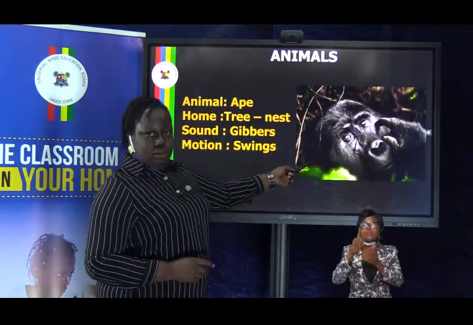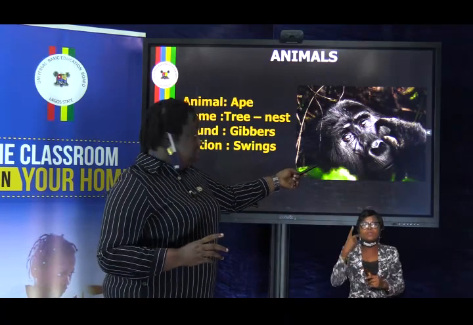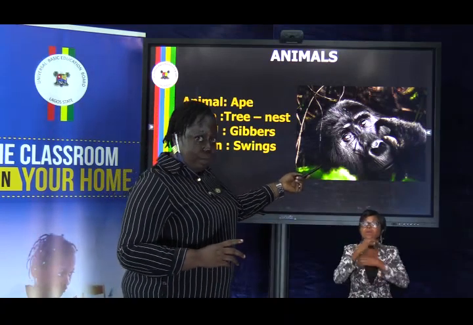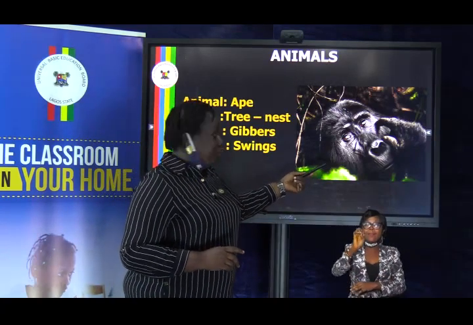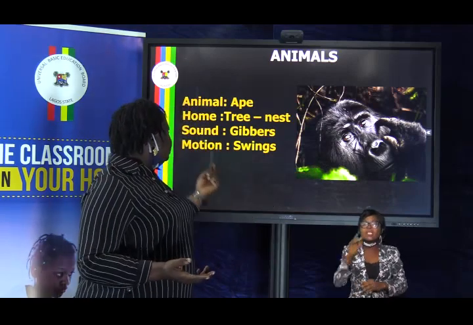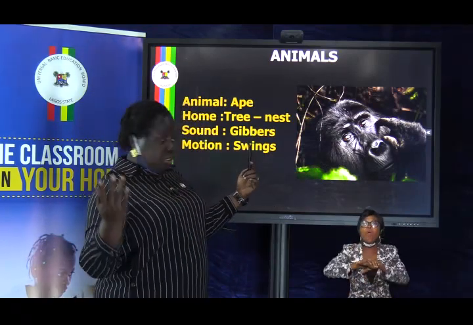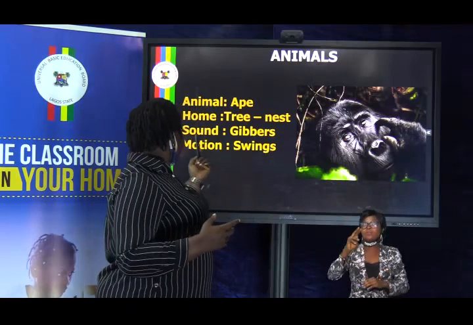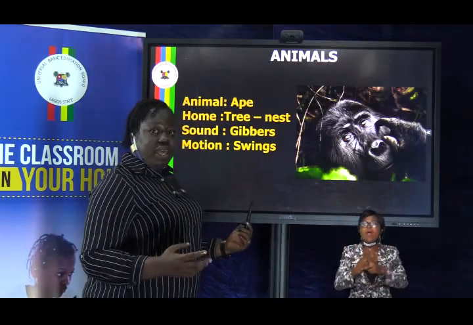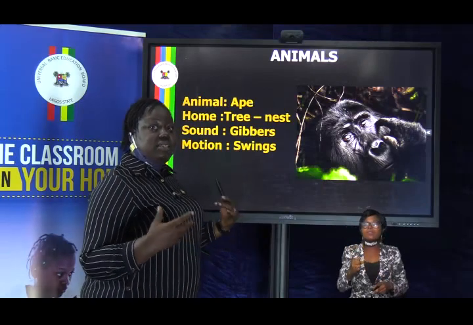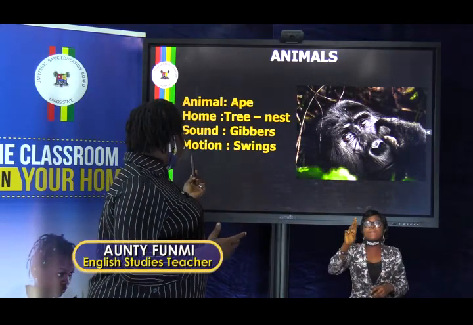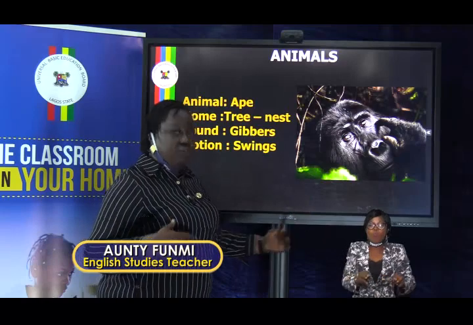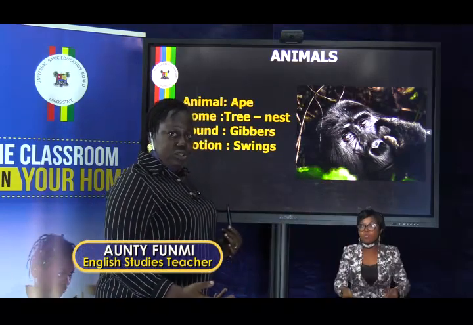Now, look at this. Yes, monkey. Yeah. It is called ape, A-P-E, ape. Where does it live? It lives on the tree, in the nest. It's called nest. And what kind of sound does it make? It gibbers. Yes, it gibbers. And the motion, how does it move? It swings.